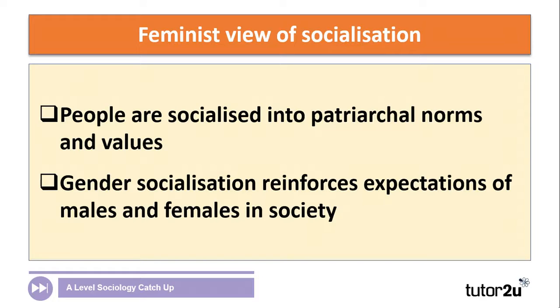Feminists see this as being a form of social control over women to maintain the inequality between males and females in society. Women are socialised into being passive and submissive and centred on the domestic sphere, which allows males to be dominant in other areas and continue their oppression of women.